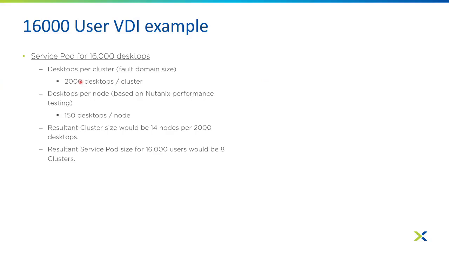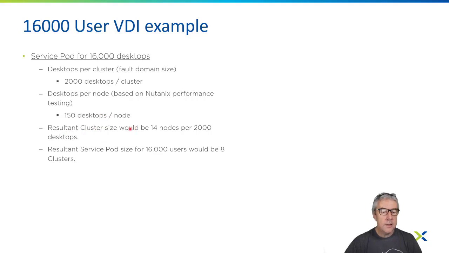So best practice for your fault domain would be 2,000 desktops per cluster. Okay, we can run a lot more per cluster, but if that cluster fails, it's hardware, it's software, I say that often, you lose all your users. So we're reducing the fault domain down to a tolerable size. Then we're talking about desktops per node. This is based on some of our internal performance testing. We saw that number before for task users down to power users, sort of 150 desktops per node. So take that as an assumption.